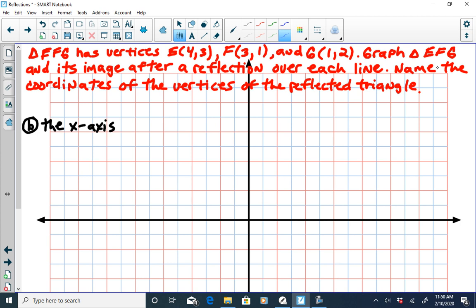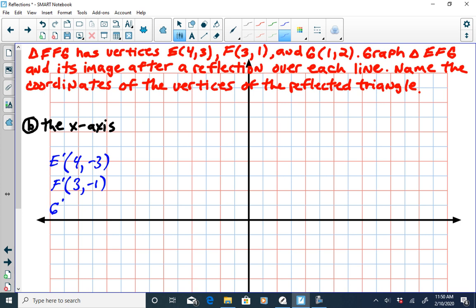So reflection over the x-axis, we know the x value stays the same, y value becomes its opposite. So E prime: 4 comma 3 becomes 4 comma negative 3. F prime, a reflection over the x-axis, x value stays the same, y value becomes its opposite. That's going to be 3 comma negative 1.